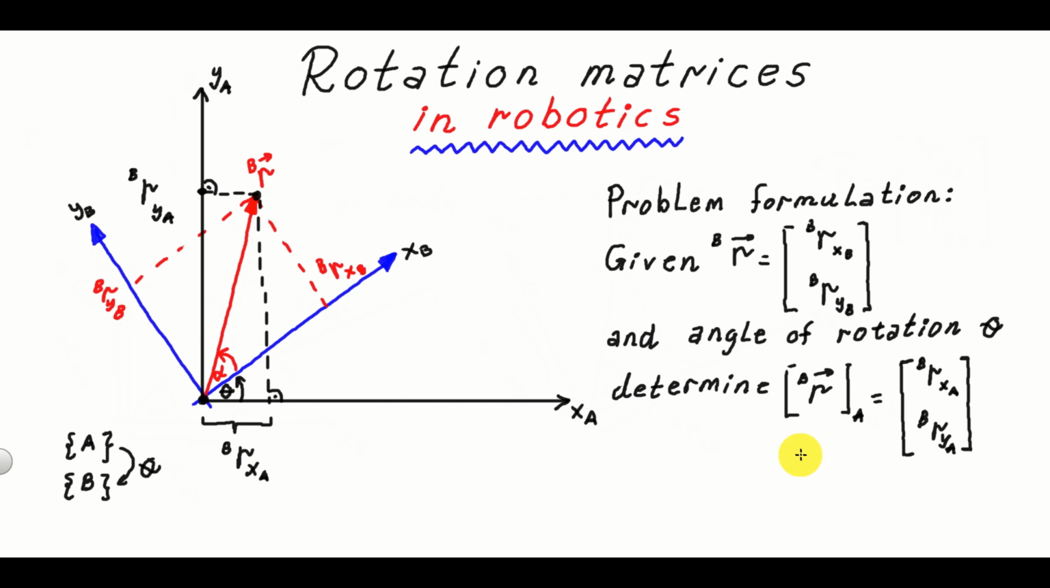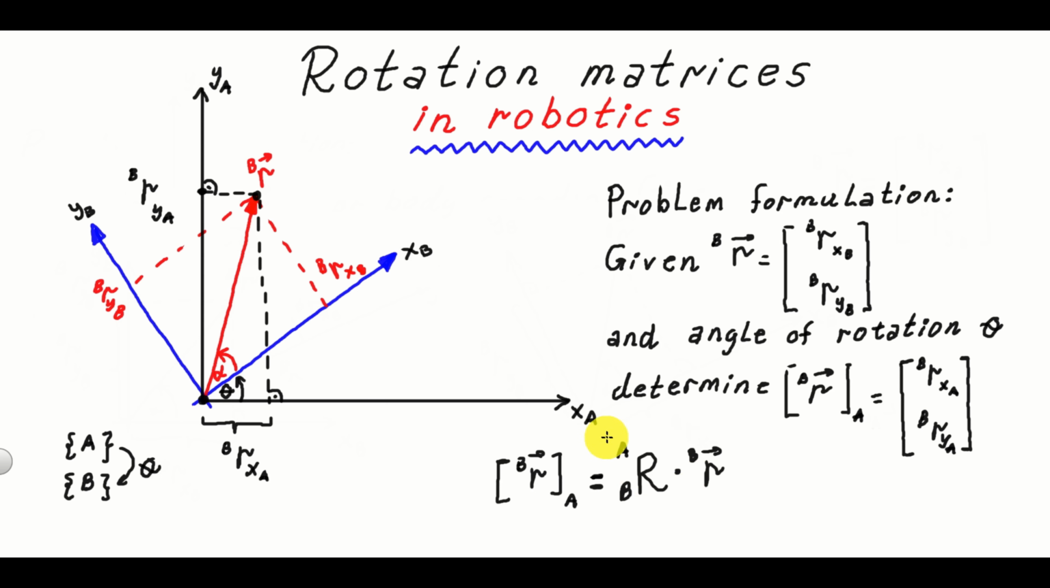In this tutorial, you will learn that this problem has a very elegant solution. Namely, the solution will look like this. We will be able to express the vector RB in the coordinate system A like this. Let's write it here. RB in the coordinate system A will be equal to a matrix R denoted like this, left subscript B and left superscript A, multiplying the vector RB.